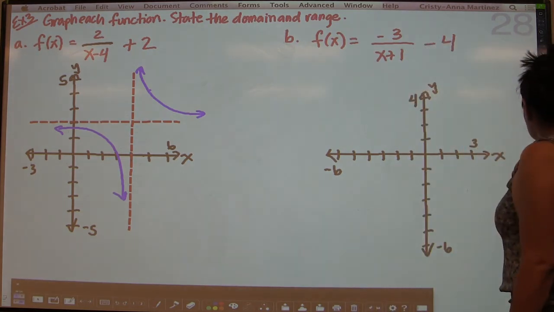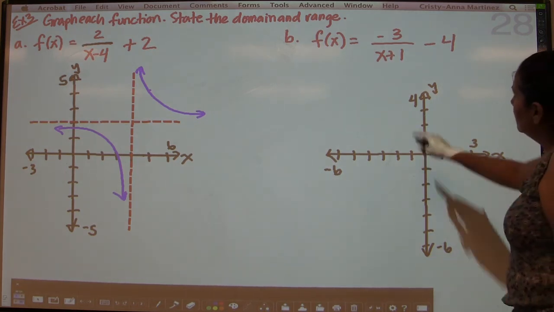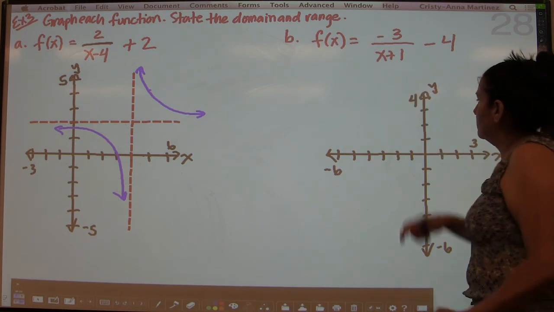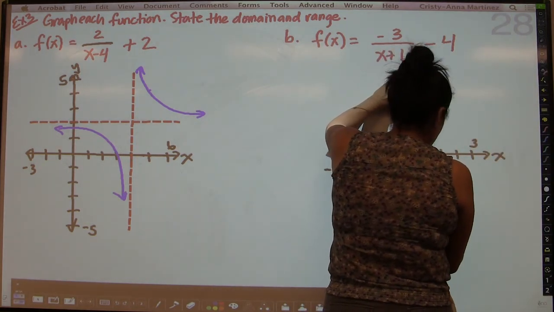Okay, so again, one of the first things I like to do is to draw in my asymptotes. So because this is going to have a -1 asymptote vertically, I'm going to go ahead and come over here and draw that in first.